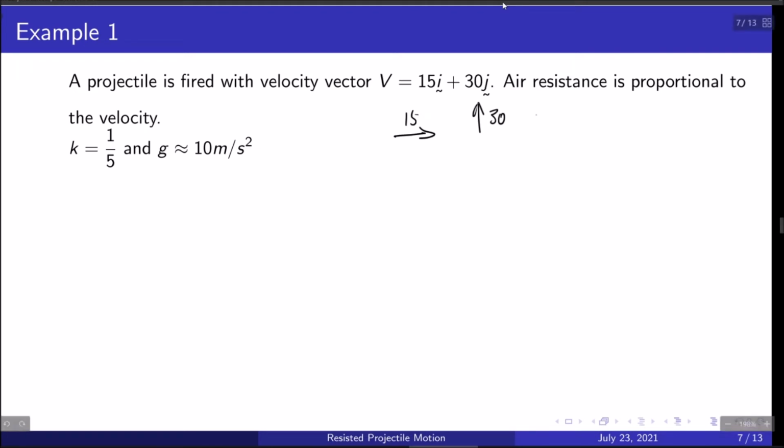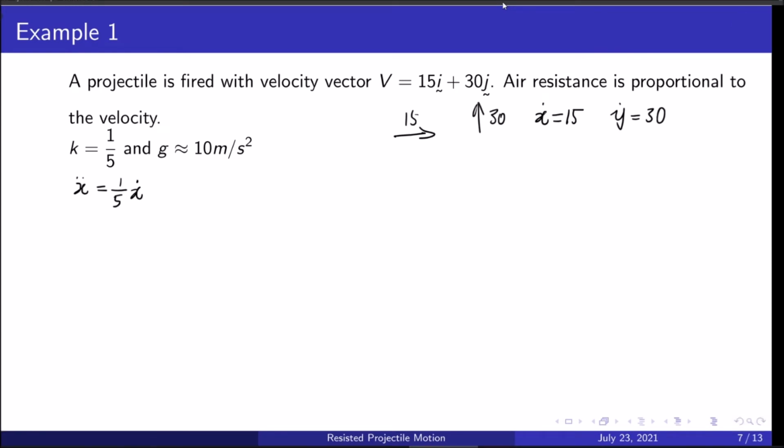So that means x dot equals 15 meters per second and y dot equals 30 meters per second. Firstly, let's set up the equations of motion. So the equations of motion will be x double dot equals, obviously, it's 1 over 5, so the proportionality is 1 over 5 x dot.